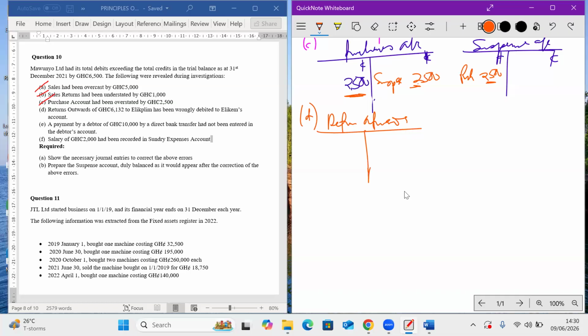Elichem accounts. Eliclim accounts. Are we done? Elichem. Eliclim. Just write them. Can't you see the accounts there? Return outwards. They even use capital letters to represent them. Return outwards. Eliclim. Eliclim.